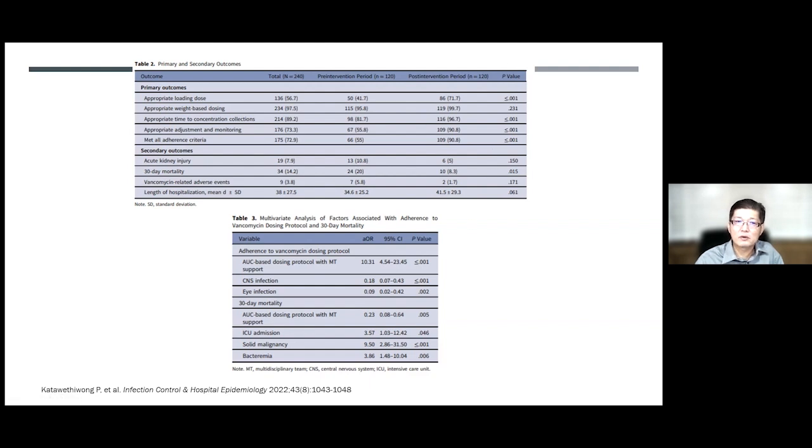It can help improve the appropriate loading dose, the time to concentration, appropriate adjustment and monitoring, and it can also help significantly reduce 30-day mortality, where the multidisciplinary team is a predictor for reducing 30-day mortality and improving adherence to the vancomycin dosing protocol as well.